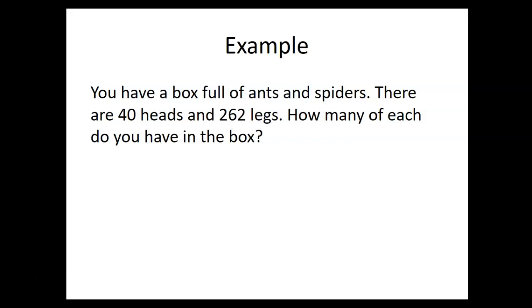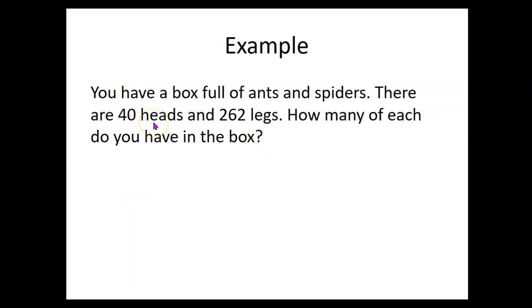So whenever faced with a word problem in math, I like to start by thinking, okay, what is it that they are asking us for? What are we trying to find? What will we have when we are all done and we say, okay, this is the answer to the question? Well, in this case, the question is, how many of each do you have in the box? So when we have our answer to that, that answer will consist of a number of ants and a number of spiders. So that's what we're trying to find. How many ants and how many spiders? Two unknowns that we're trying to find.